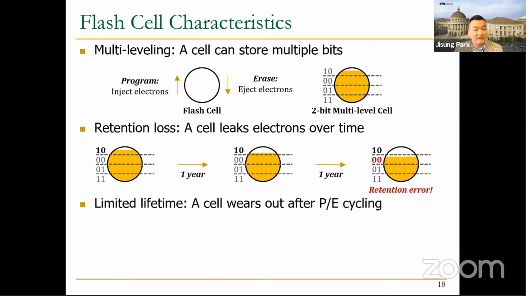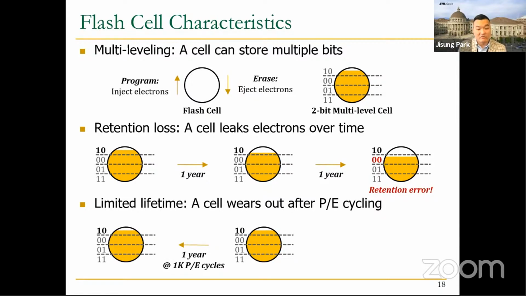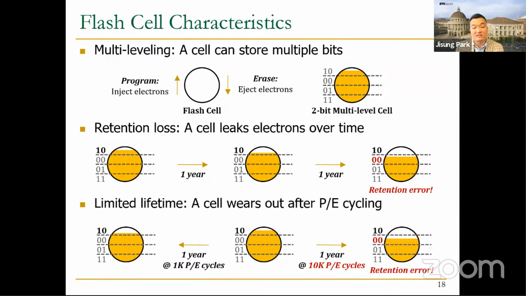And finally, a flash cell has a limited endurance, meaning that it cannot reliably store the data after experiencing a certain number of program and erase cycles, as we discussed at the last meeting. So for example, 1 year retention at 1K P/E cycles would not incur a retention error, even though there should be some retention loss. But if the cell had experienced 10K P/E cycles, it becomes much easier to leak the electrons, which would likely cause a raw bit error after the same amount of retention time.